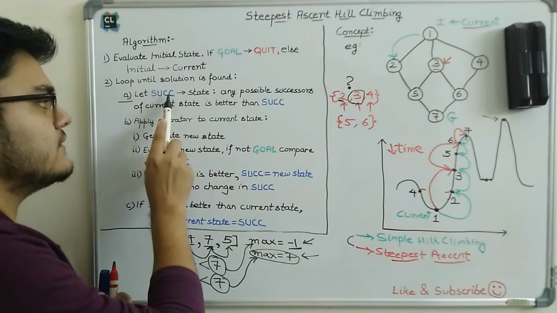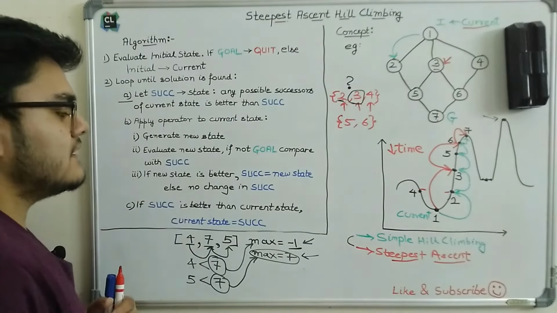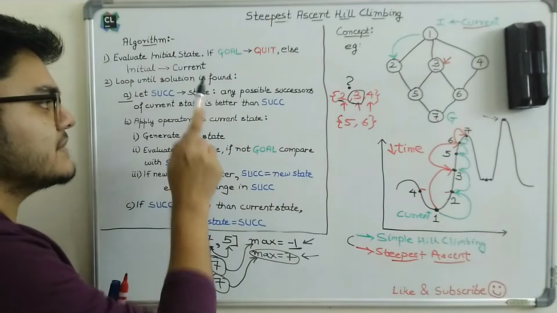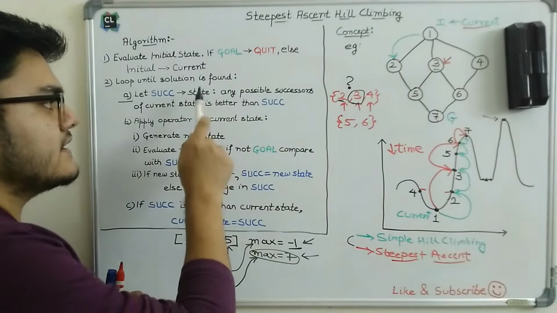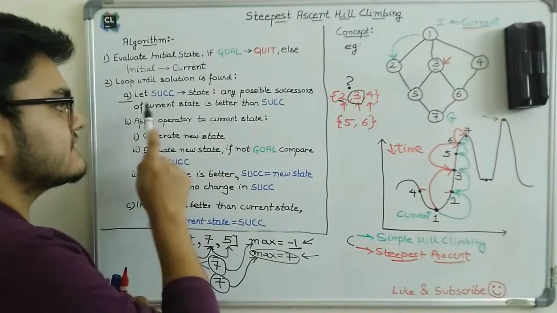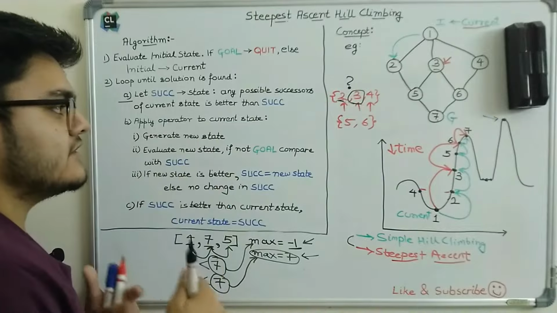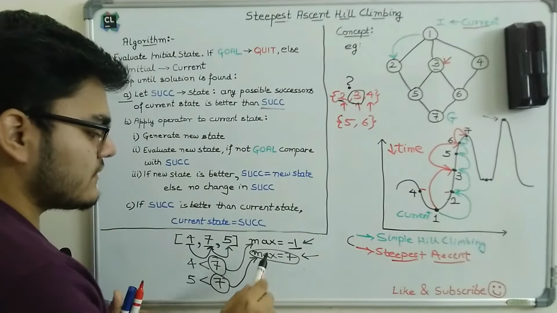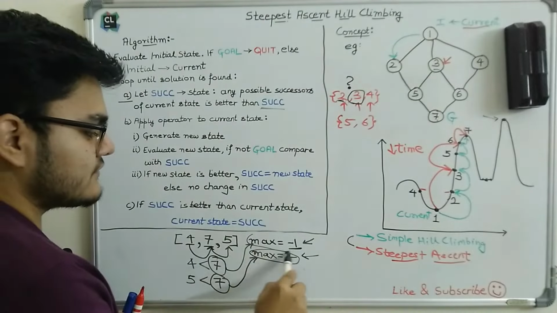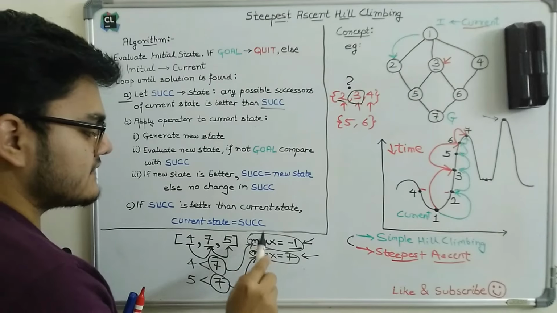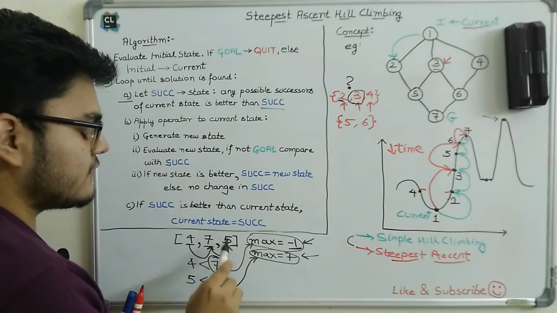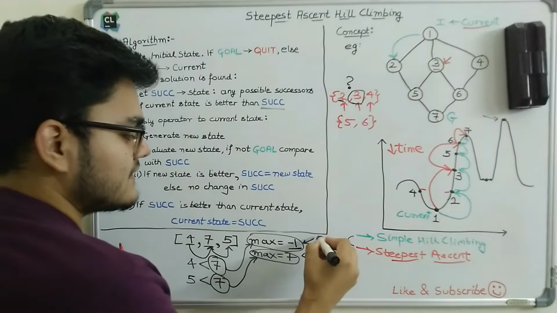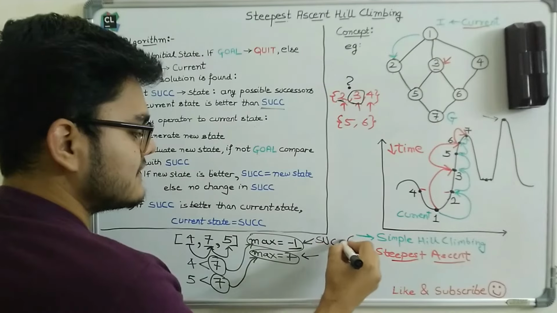We are going to assume a successor, right? SUCC is basically a successor, and this is basically a state, and it is such that any possible successor of the current state is better than the successor. So the same approach is here also. Max equals -1 initially, and it is such that all the elements inside of this array are better than max, right? So basically in this case, max is the successor.